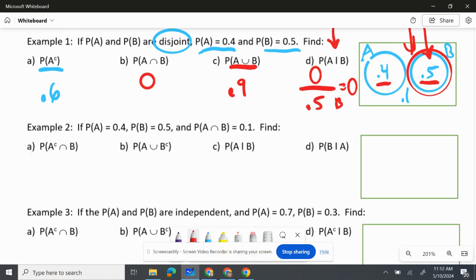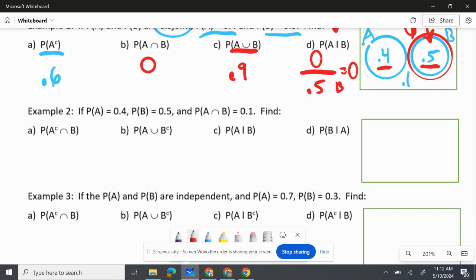Now, the second type is a dependent probability. Dependent probabilities never say it. So if we have a Venn diagram and there's nothing said, then we know that it's dependent. And what we have is A, and then we have event B. And we're going to start off with the middle, which in this case is 0.1.